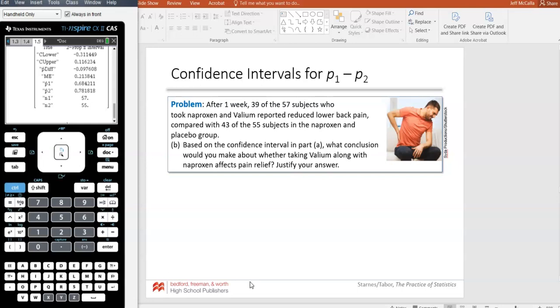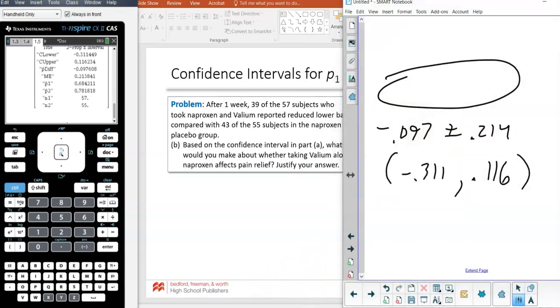I think this is interesting. This is a very common follow-up question. Based on the confidence interval from part A, what conclusions can you make about taking Valium with an approximate effect on pain relief? So here was our interval from that to that.